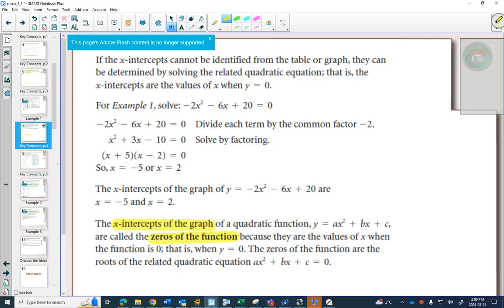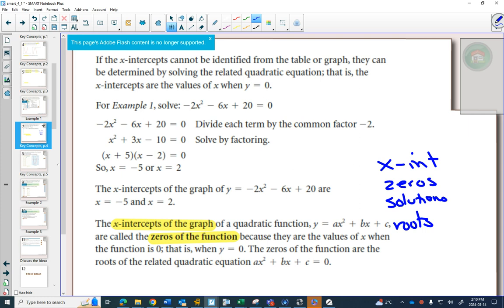And you're going to find that with quadratic functions, sometimes questions are going to talk about x-intercepts. Sometimes they're going to talk about zeros. Sometimes they're going to talk about find the solutions. And sometimes they're going to talk about roots. These are all the same thing. They are all basically plugging in 0 for y and solving.